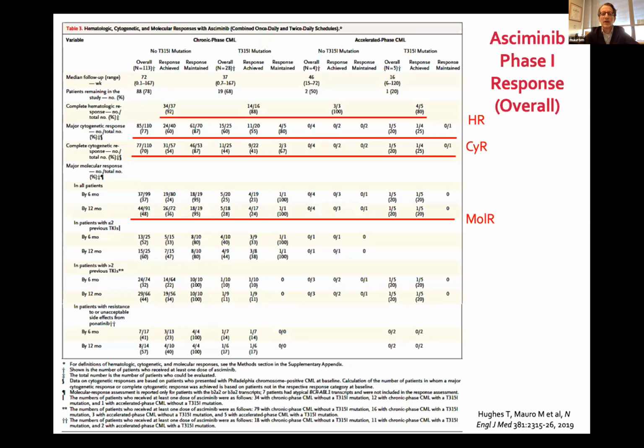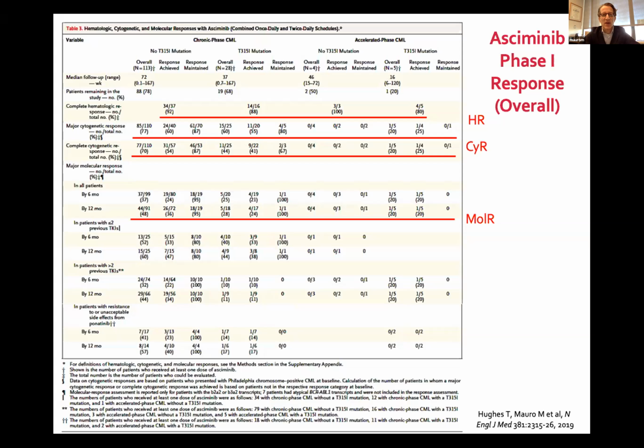The first report published in the New England Journal showed us the type of response we could see across chronic phase patients with or without the T315I mutation. This is a busy slide, but it just gives a sense for the hematologic remissions on the top line for patients in chronic and accelerated phase CML. Again, a much more robust chronic phase patient population. Accelerated phase was fairly limited.